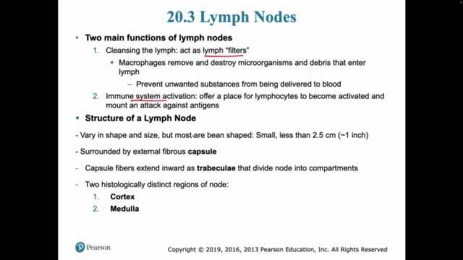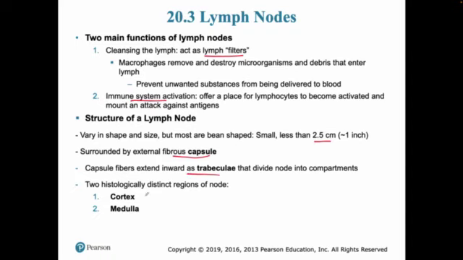What's the structure? They vary in shape, mostly bean shaped, around an inch or less for each node. They are externally surrounded by a fibrous capsule. The capsule fibers sometimes go inward as trabeculae. You've probably seen this in lab.